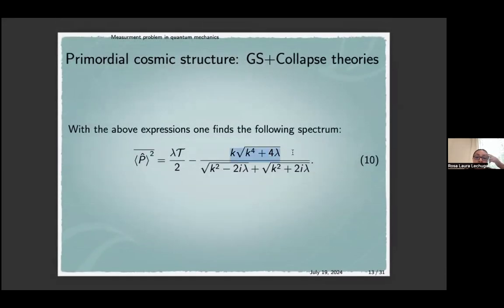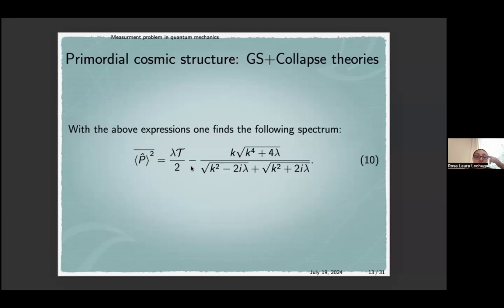And when I turn off this part, I obtain this part. But in the case that we don't have collapse, this is equal to 0, and also for this term. So we have an equation in which we write the power spectrum. Remember that for the power spectrum, in this case, we have an average.